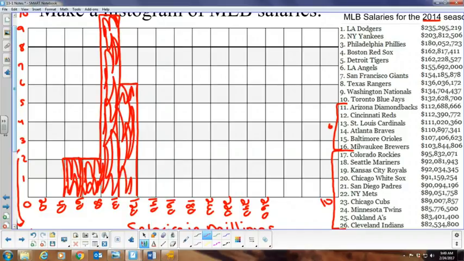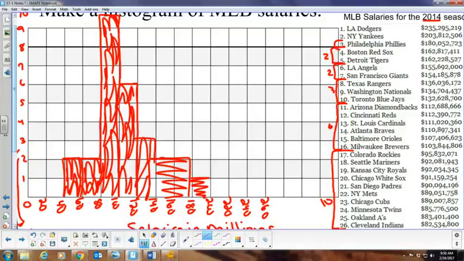Now let's do 120 to 140. That looks like it'd be 3 teams. So we'll go here. And then 140 to 160 is 2. 160 to 180 is 2. So both those are 2. 180 to 200 is just 1 team. And then 200 to 220, 1 team. And 220 to 240, 1 team. So there is my histogram that I can make by hand.